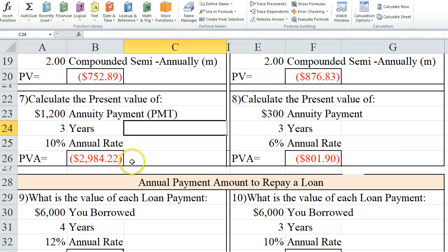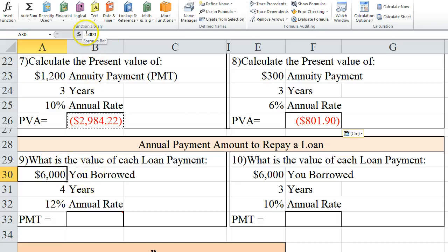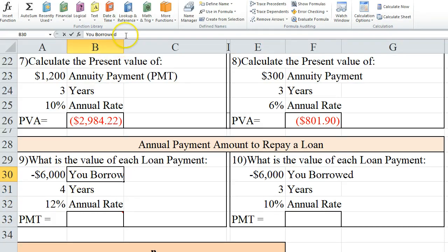These are identical problems. Okay, so let's go to annual payment amount to repay a loan. So we borrow $6,000. If I'm borrowing $6,000, you can think of that as a present value. When I borrow this money, I'm getting this money today, right now. So that's a present value, so I'm going to make that a negative. I'm going to label this present value for 4 years. So this is our NPER, and the annual rate is the rate.